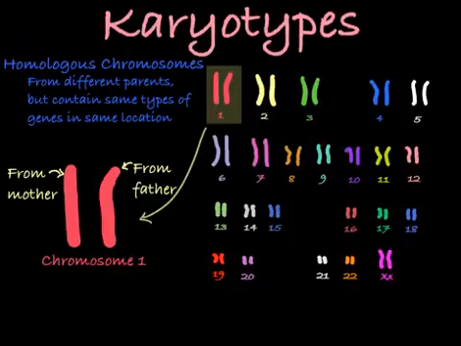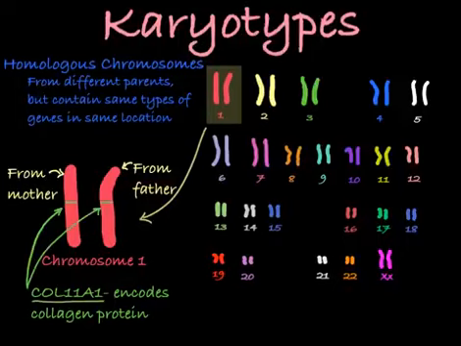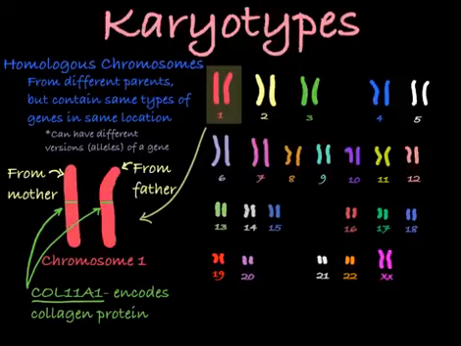In fact, a specific gene will generally be located in the same locus on a specific type of chromosome across an entire species. For example, the Col11A1 gene, which holds the code for the protein collagen, is always going to be found in the same locus on chromosome 1, right around here, in any human chromosome number 1. These homologous pairs could have different versions of a gene between them, but they both have the gene in the same location.